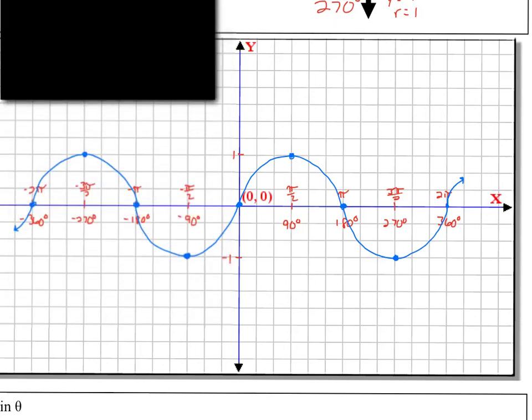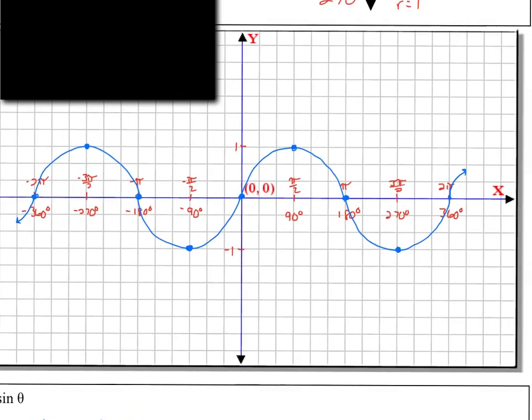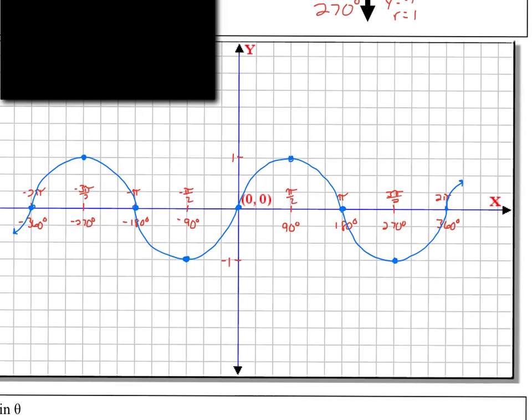Let me show you more of this. If we were to take that same shape and copy and paste it over here, we would have this. Remember, this is a periodic function. It repeats itself forever, from left to right, always repeating itself.